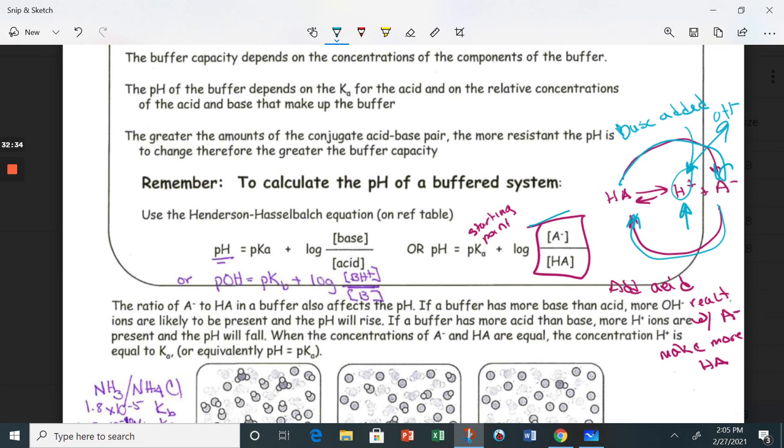Okay, that's how a buffer works. The buffer is based on this ratio. So keep that in mind. That's how a buffer works. It's based on that ratio. I'm going to move this up a little.